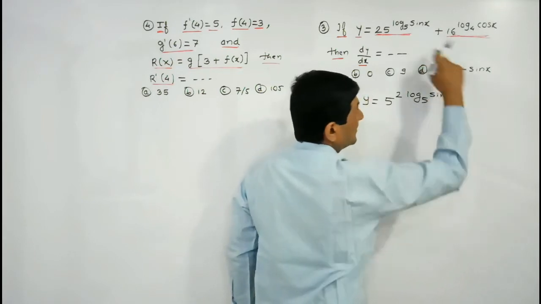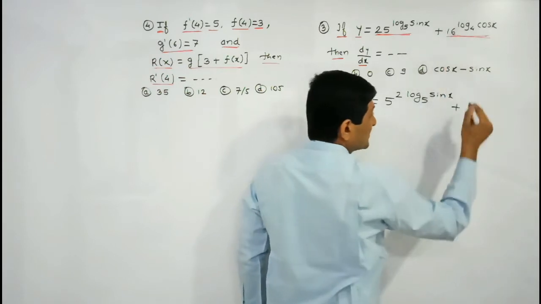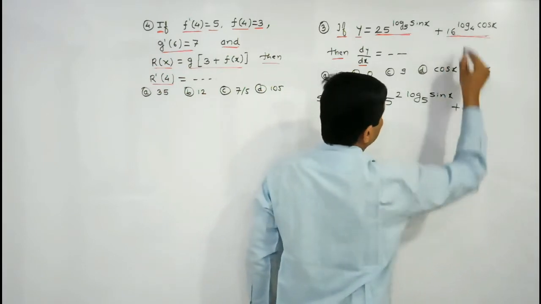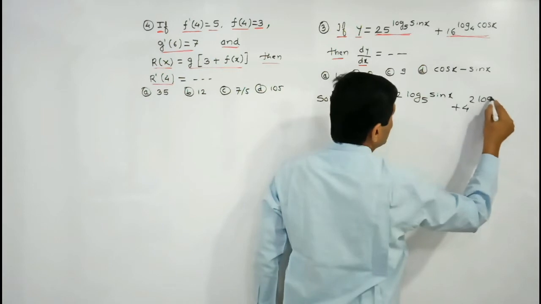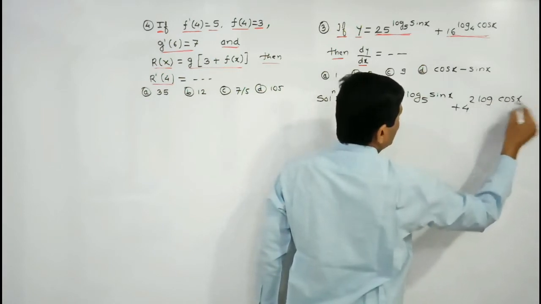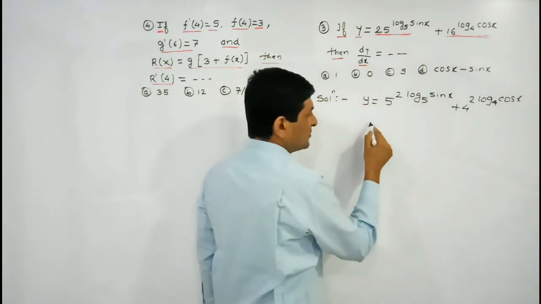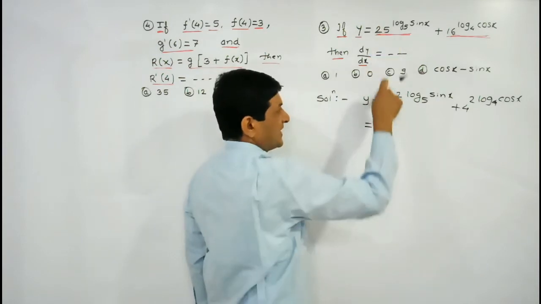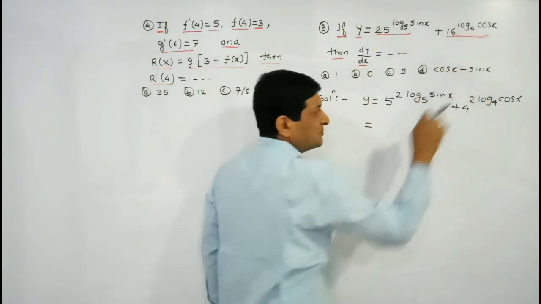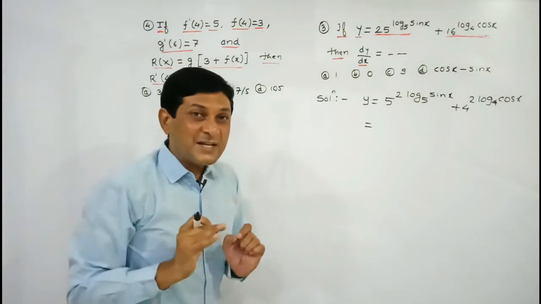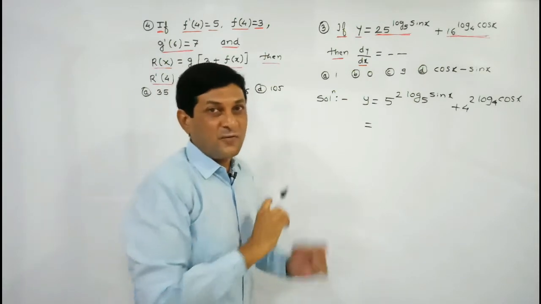And in the second term, this 16 can be replaced by 4 square. Keep the remaining term in the power as it is, log of cos x to the base 4. So which is equal to, I am just simplifying it, 25 can be written as square of 5 and 16 can be written as square of 4. Now we are simplifying it applying laws of logarithm.